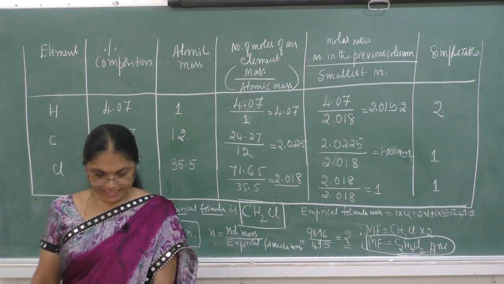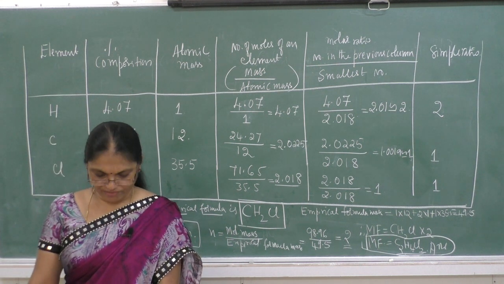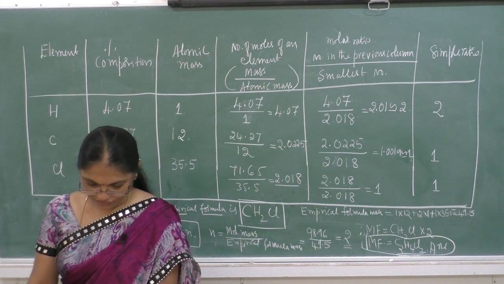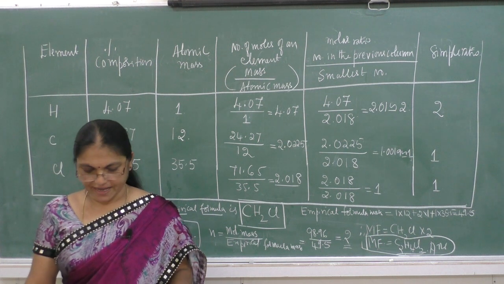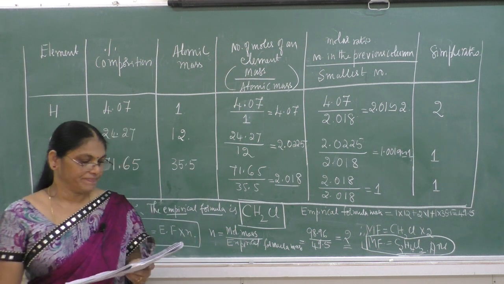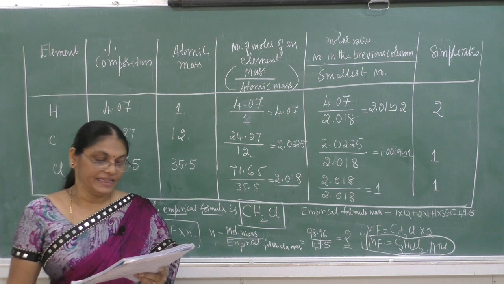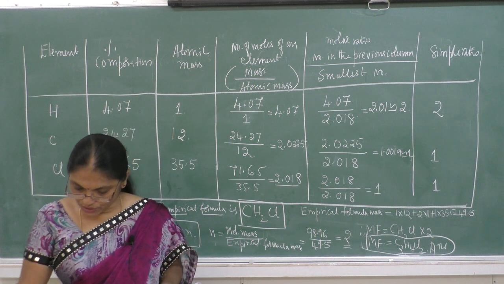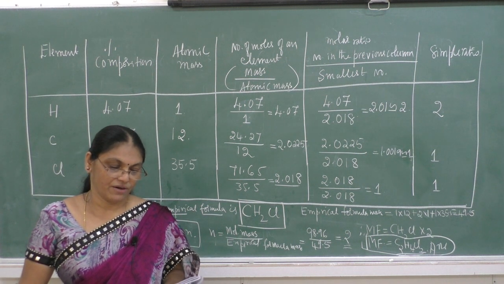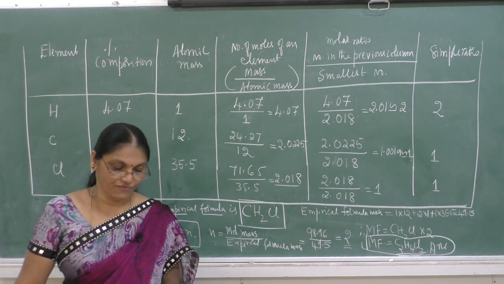In the study material, question number 2: find the empirical formula and molecular formula of a compound containing 51.28% carbon, 9.4% hydrogen, 27.35% oxygen and 11.95% nitrogen. The molecular mass of the compound is 234. So, now we have to calculate both the empirical formula and the molecular formula.